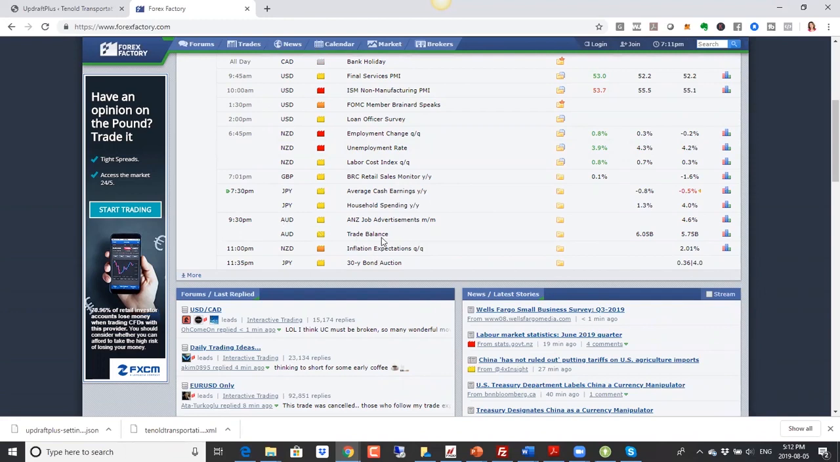So if the trade balance numbers here are below expectations, that will be negative for the Australian dollar, especially with the current situation that we have right now with the trade war tensions escalating. Any negative data for Australia or New Zealand dollar could have a negative impact on those currencies.